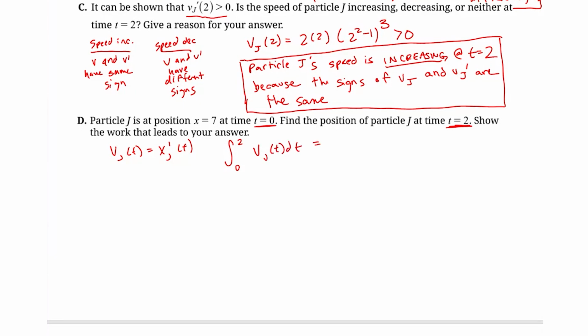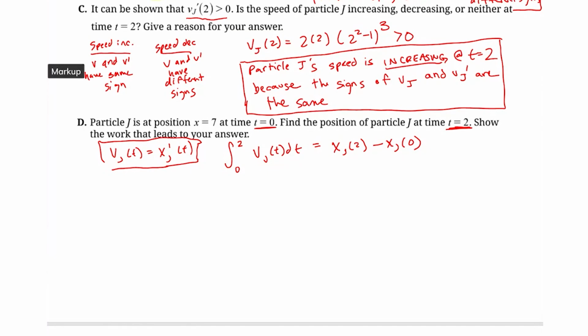And that's going to equal, using the fundamental theorem of calculus, xj at 2 minus xj at 0. And that's because v is the derivative of x. Okay, so we can only make this statement using the fundamental theorem because we know this to be true. And so if we're solving for the position at time 2, we just need to isolate the xj2 here.